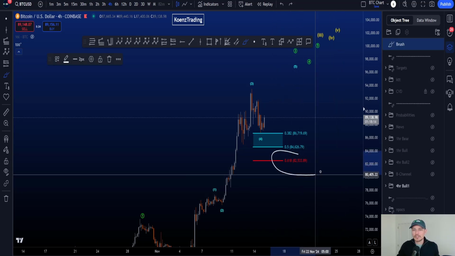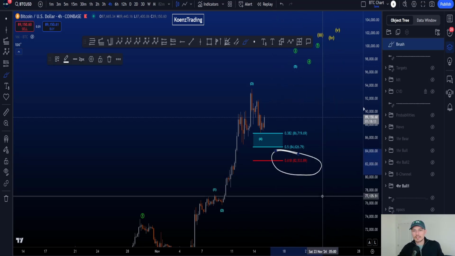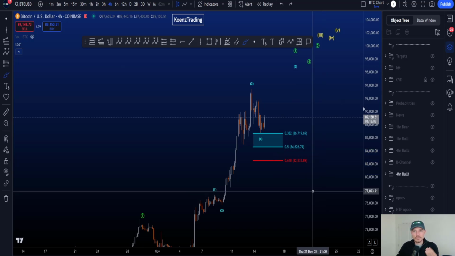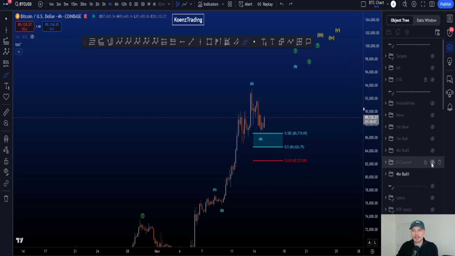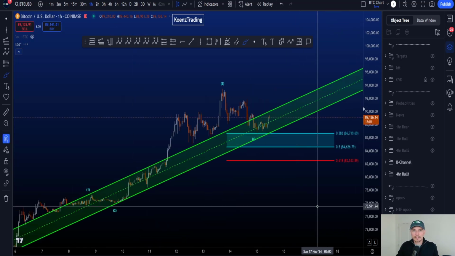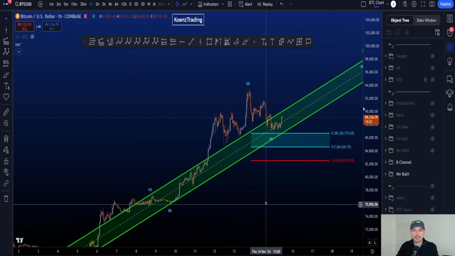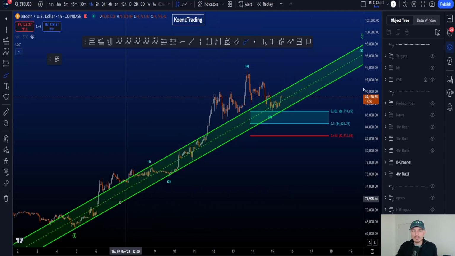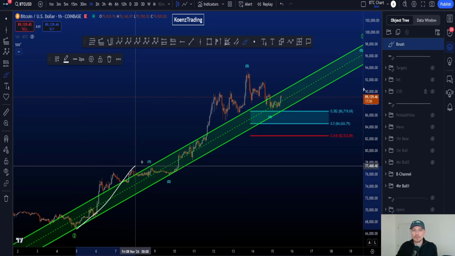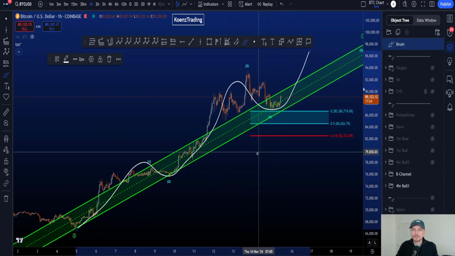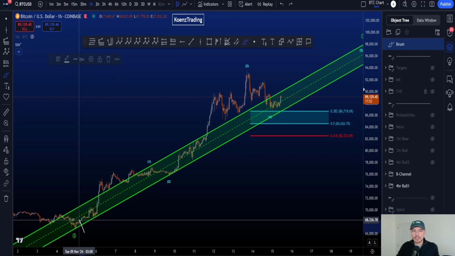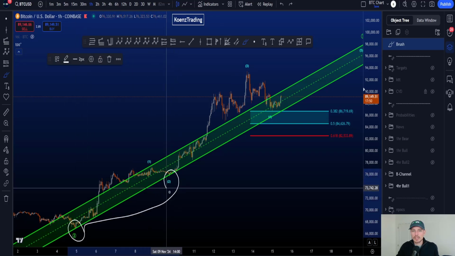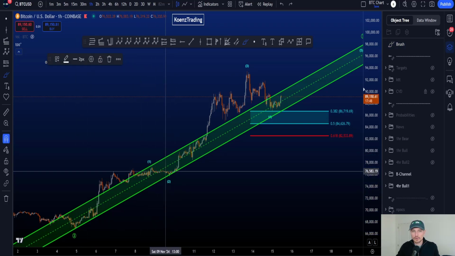Now the invalidation for a wave 4 here is the 0.618 at 82.5k, and that is the invalidation from a Fibonacci perspective. However, if I open this second folder here, you can see the green channel on my chart. And this is a base channel for the blue impulse 1, 2, 3, 4, 5. Now the channel is taken from the start of blue 1 to the end of blue 2 to the end of your blue wave 1.